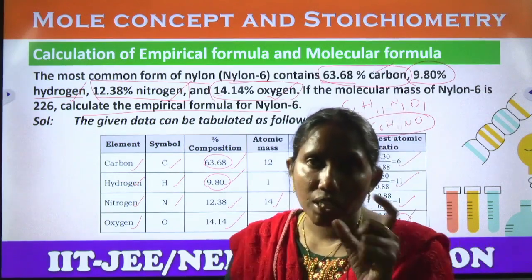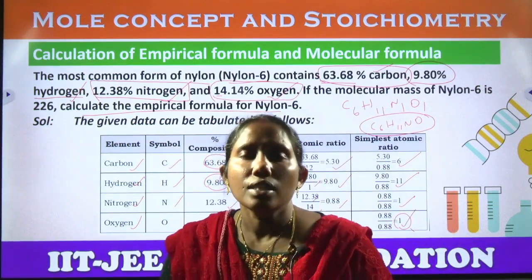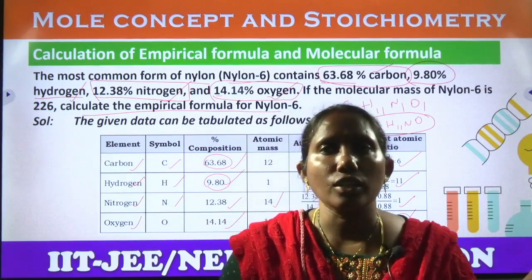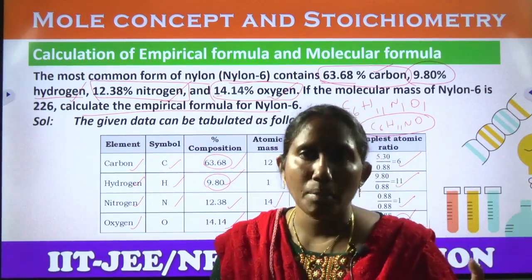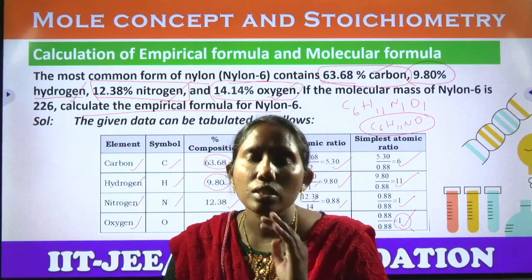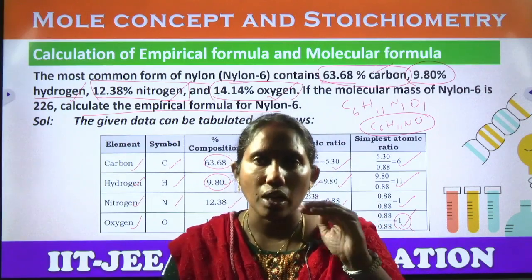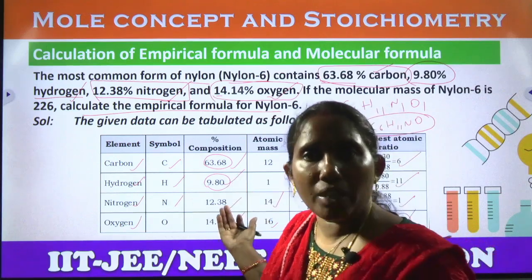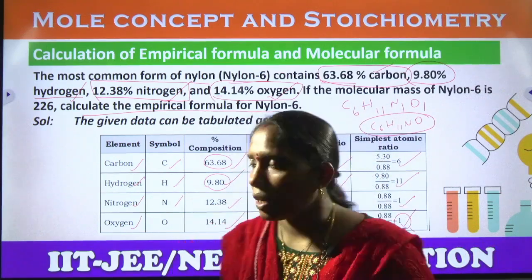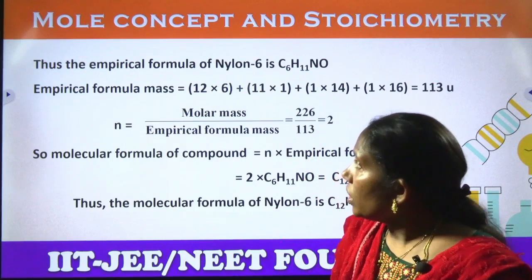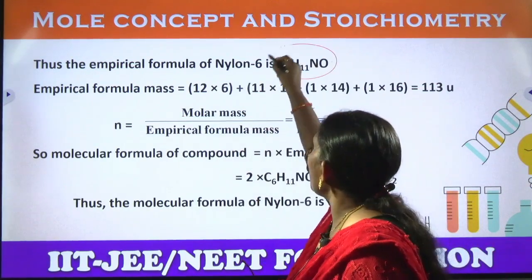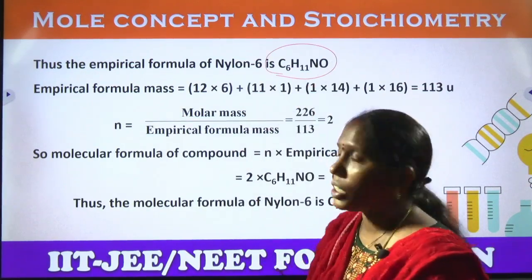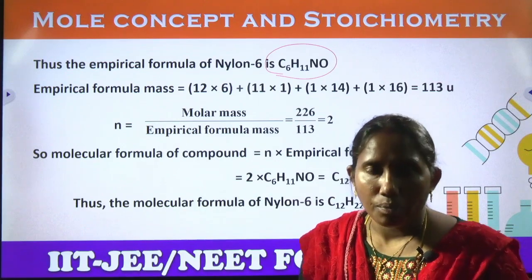First, divide the given percentages by the atomic masses. Second, calculate the atomic ratio and choose the smallest number in that atomic ratio. Third step is to divide all the atomic ratios by the smallest number. Then you will get some numbers that represent the empirical formula. Right? Now, after knowing the empirical formula, C6H11NO, this is called the empirical formula.